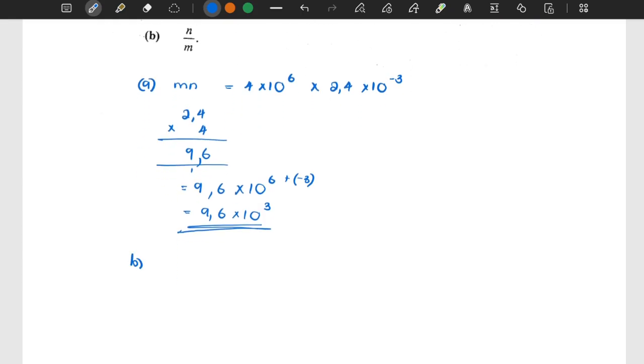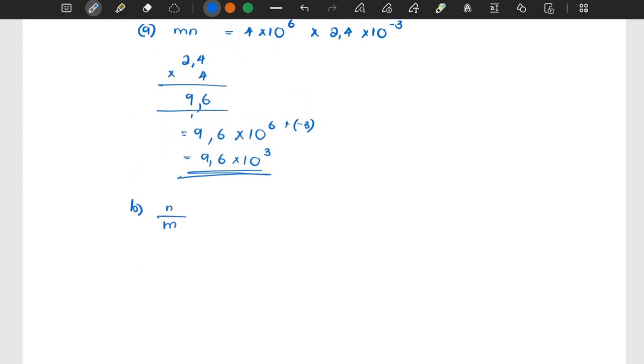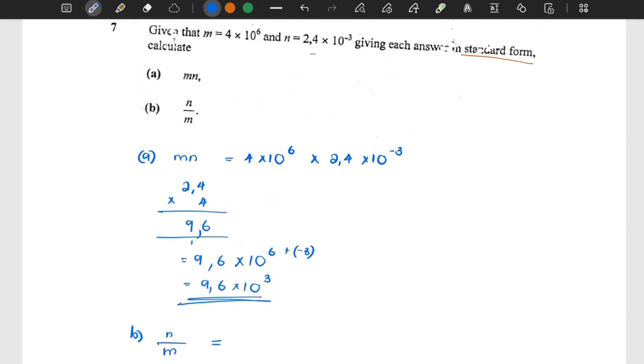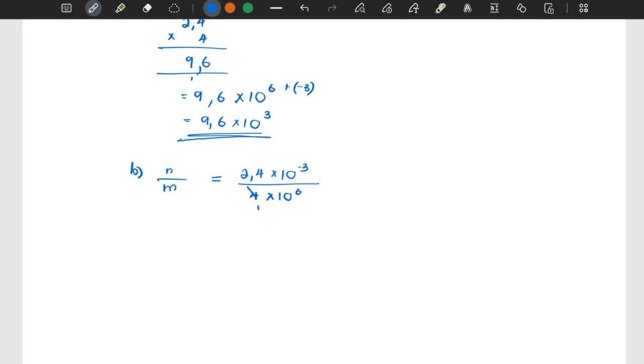Part B says n over m. Again, in standard form. So n is 2.4 times 10 to the power minus 3 divided by 4 times 10 to the 6. So 4 into 4, 1, 4 into 2, that's 0, remainder 2. 4 into 24, that is 6, sorry.